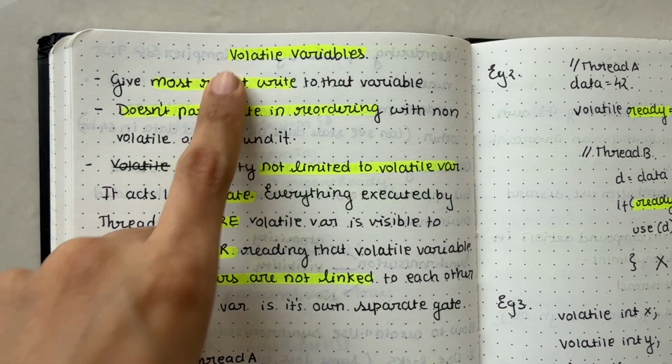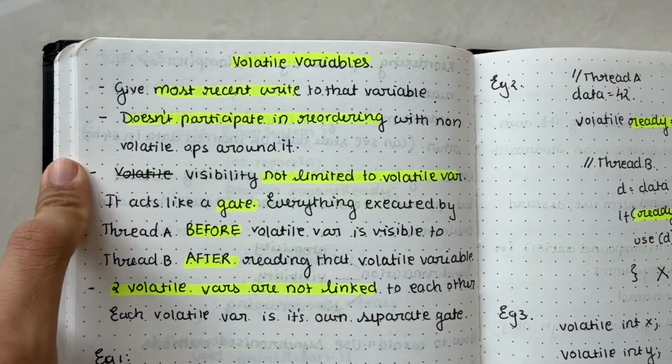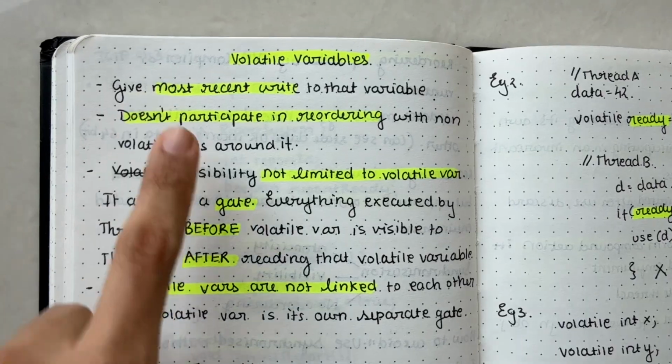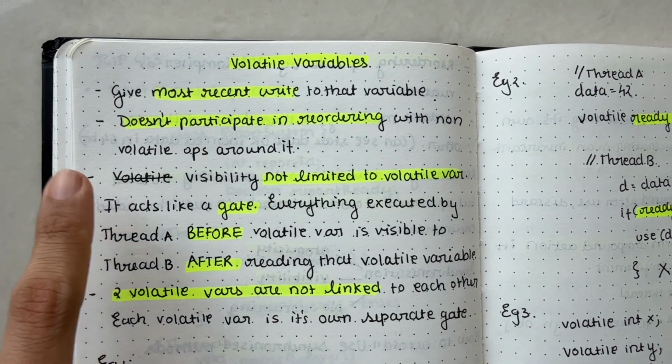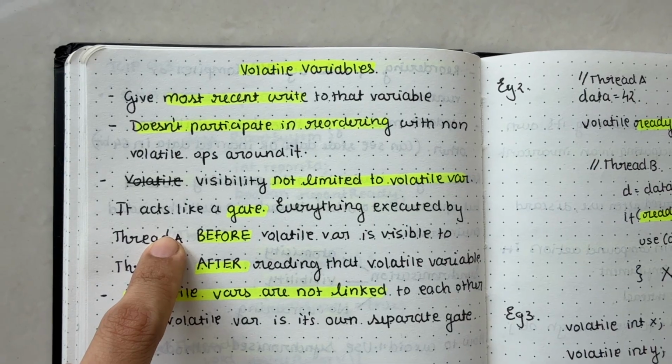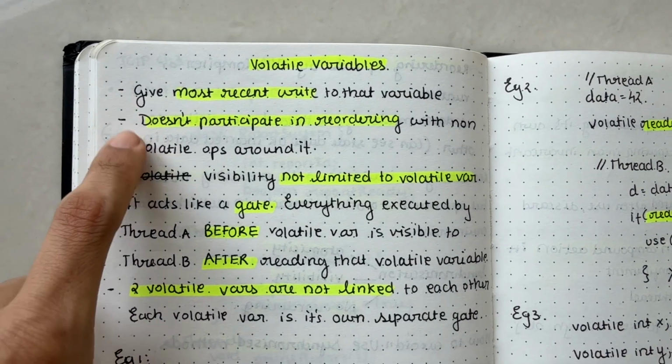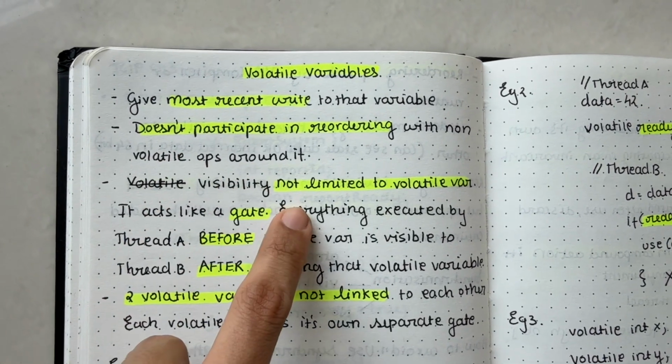So what does a volatile variable not do? It helps us with visibility, it helps us with the reordering issue, but it doesn't do locking. So it is helpful in visibility and reordering, but not locking.